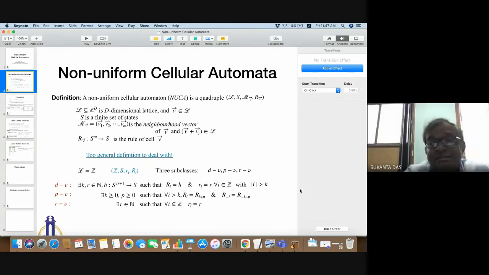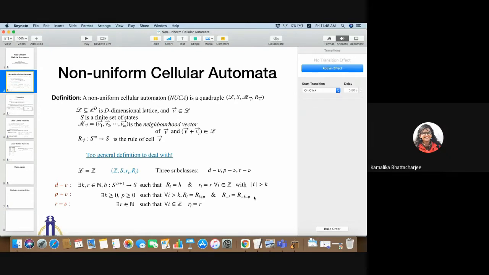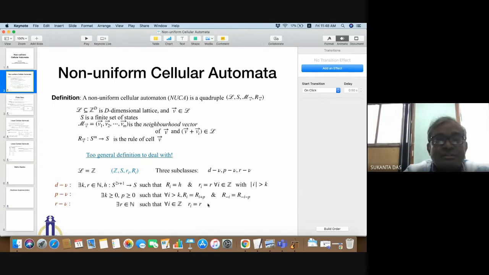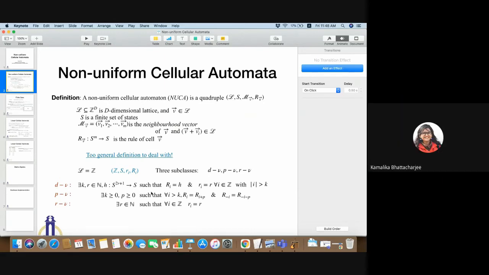So what is it saying? For all I in Z with this constraint, the condition is that the mod of I is greater than K, meaning I is greater than K or less than minus K. If there is one single rule, then obviously the radius will be the same. But for the other rules, the radius can be different. I'm silent about radius at this stage, for d-NUCA and p-NUCA. Okay. Thank you.